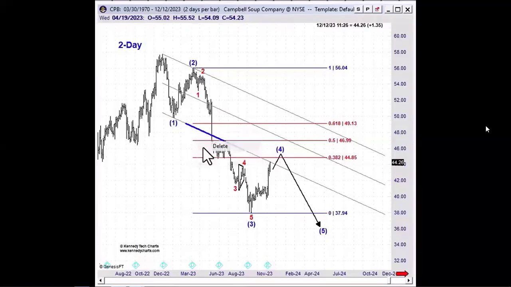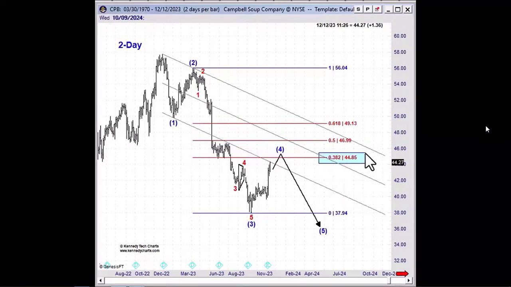Okay, what's the most common Fibonacci retracement for a fourth wave? Well, it's the 382 retracement of wave three. So I'm going to be looking for this current advance up from 37.94 to get back into, say, the 44.85 handle. And then also, we have our periods of congestion, which represent very small fourth wave moves.